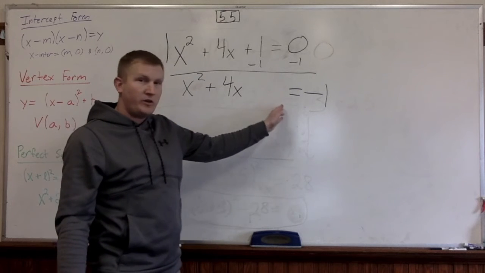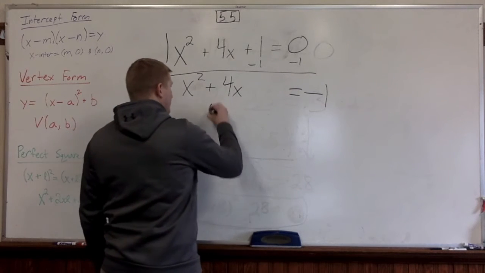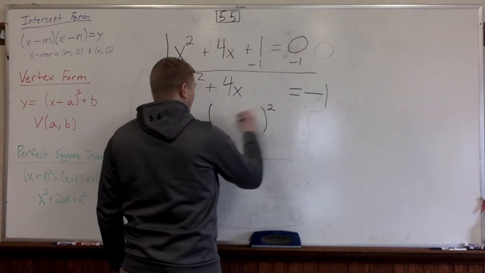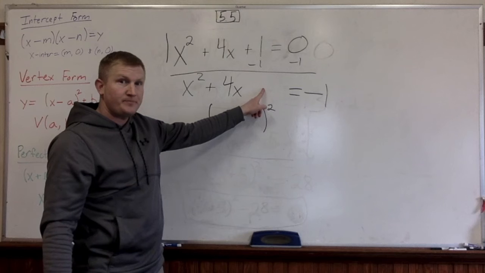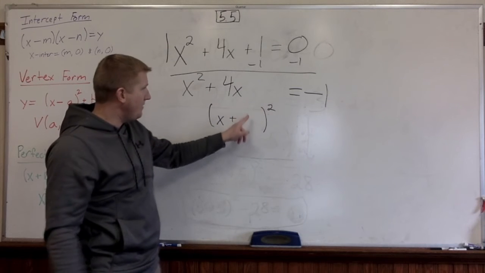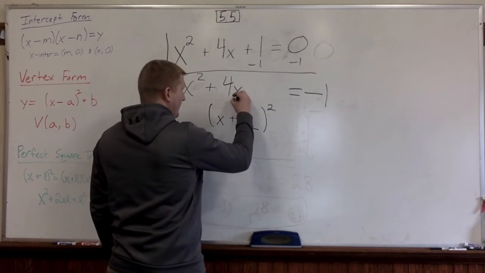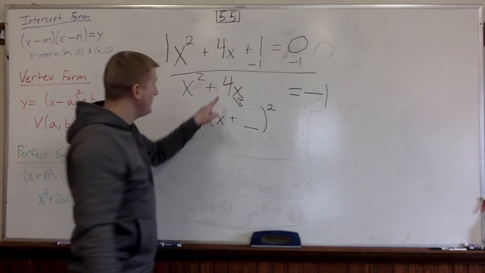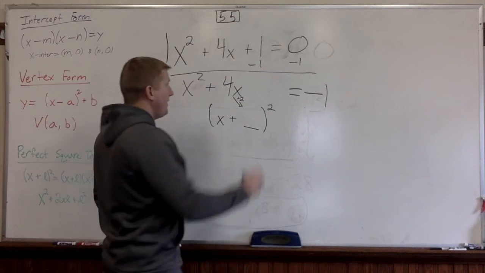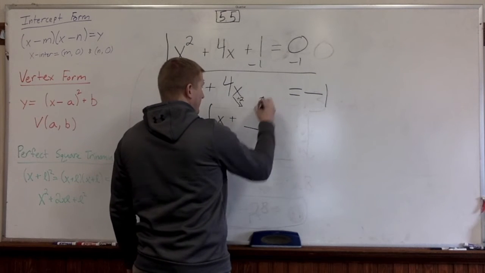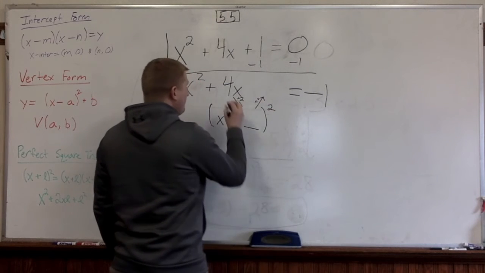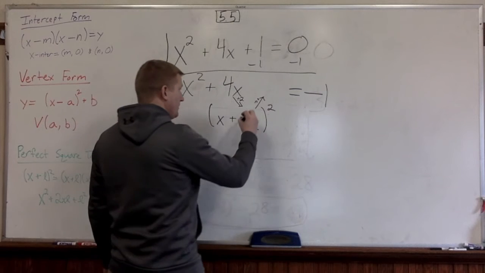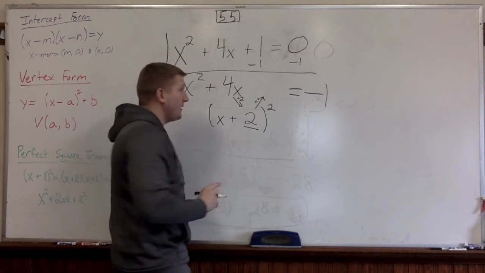If this were to look like a perfect square trinomial, in other words, if it were to reduce to this format, what must that number be? Well, we discovered last time that this number was exactly half of b. And then this number ended up being that number squared. All right, so what's half of 4? 2. And what's 2 squared? 4.